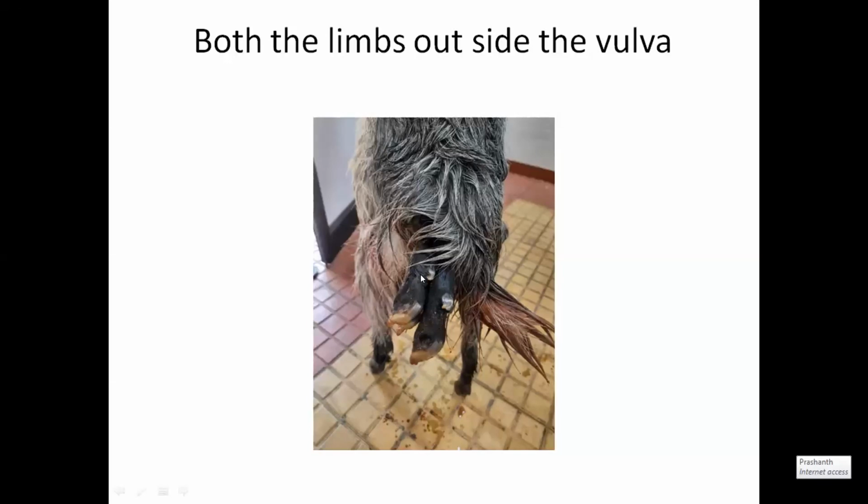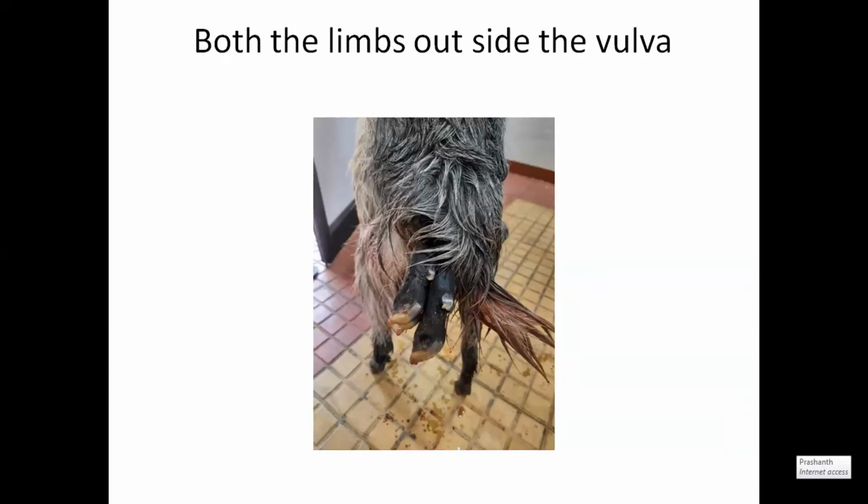So we should examine both the limbs. Sometimes one will be a forelimb and another a hind limb. The animal owner will be pulling it continuously, then the fetus will not come out. That will give more stress and will tear the uterus or the cervical region. So first we should identify whether both the limbs are forelimbs or hind limbs.